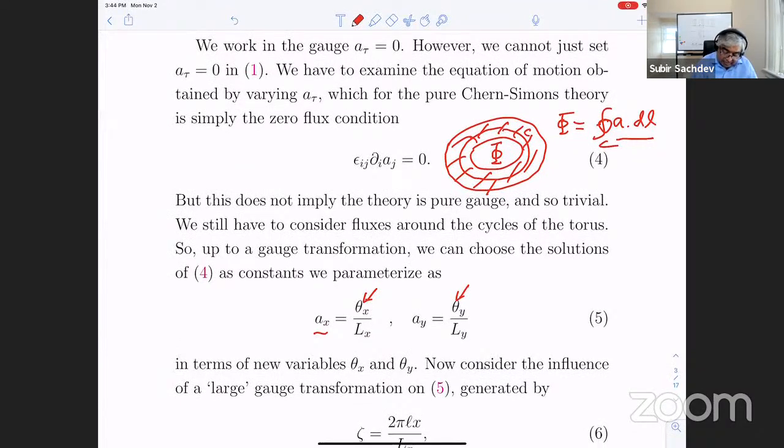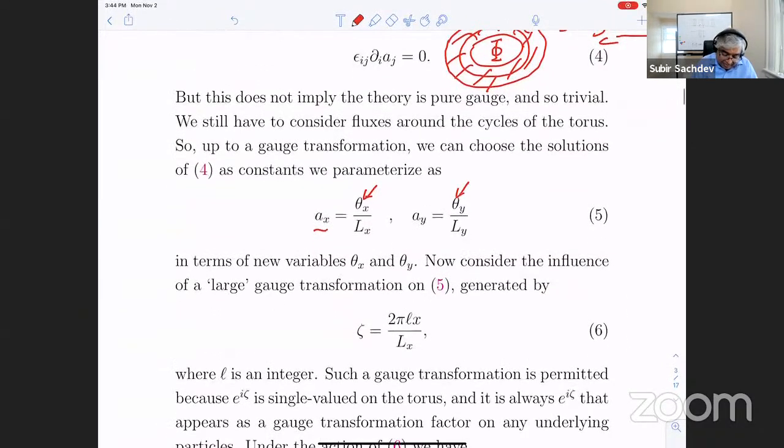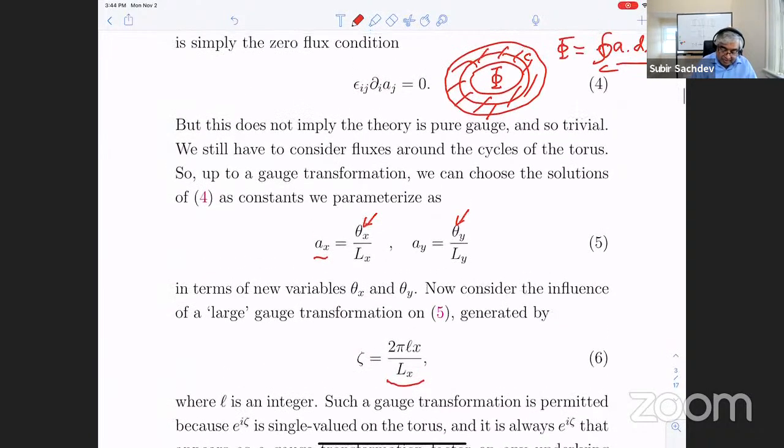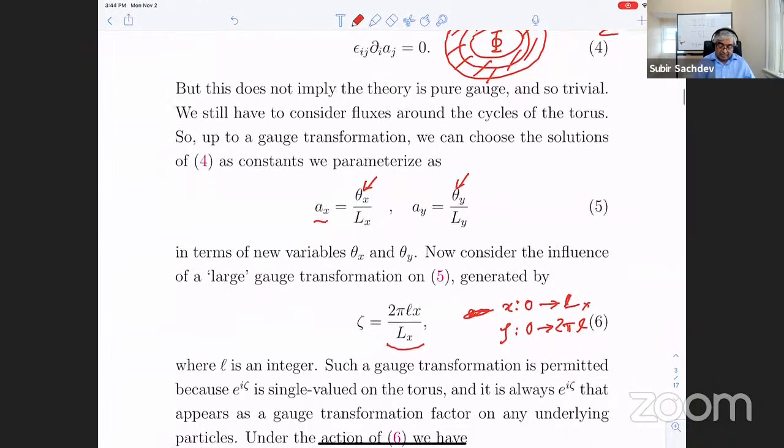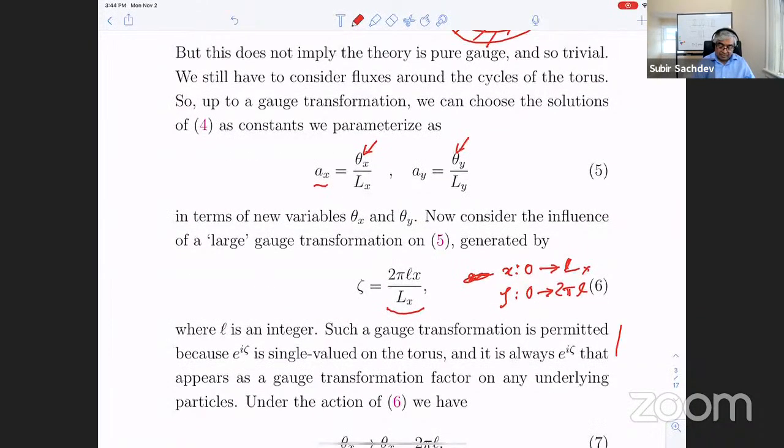Okay, so now imagine that we make what's called a large gauge transformation, like this. So psi is something that as x goes from 0 to L, or to L sub x, then zeta will go from 0 to 2 pi L. And that's okay, because only e to the I zeta is relevant. So this large gauge transformation is properly defined. Okay, so it's permitted on the torus.